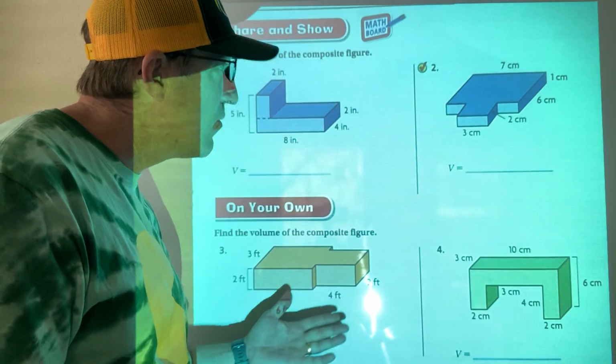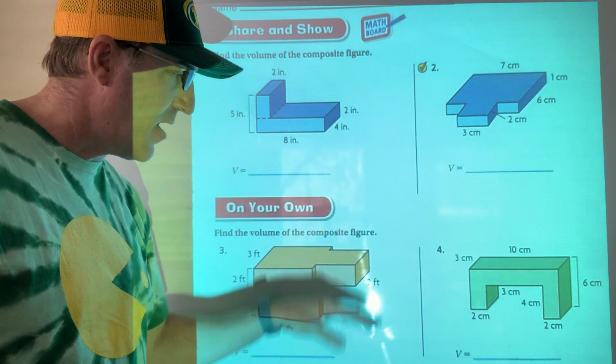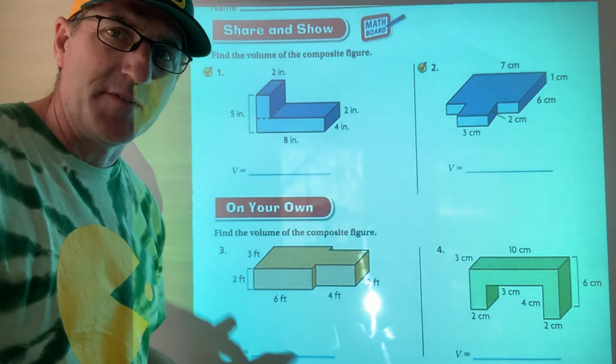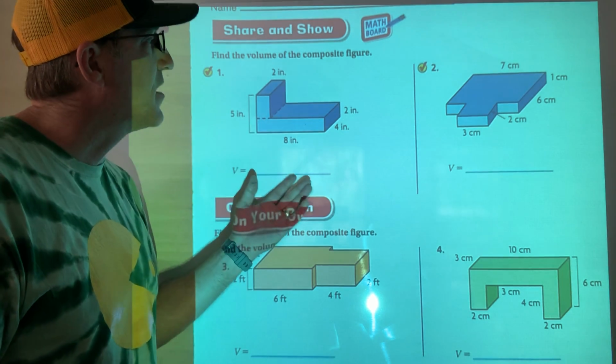All right, Pac Manians, we're back with 11.11. This is the third page. I'm going to do the top half because the bottom half only has two more problems, but there's zero room, so I thought I'd just break it up. So we're going to find the volume of the composite figures.